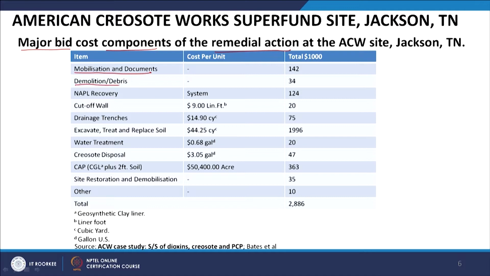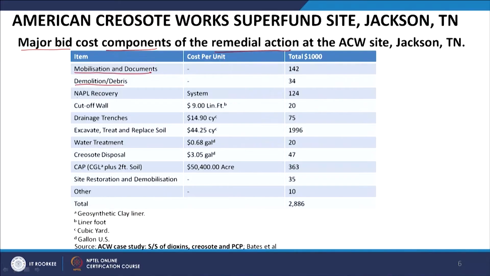So, first demolition and clearing the debris of the existing structures, if any, and there is already some NAPL present that needs to be recovered, which is adding to the cost. Then a cutoff wall, and again, when do we use this cutoff wall? Obviously, here it is playing the role of the containment or the barrier.